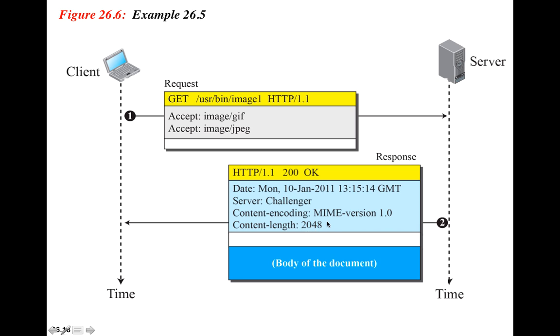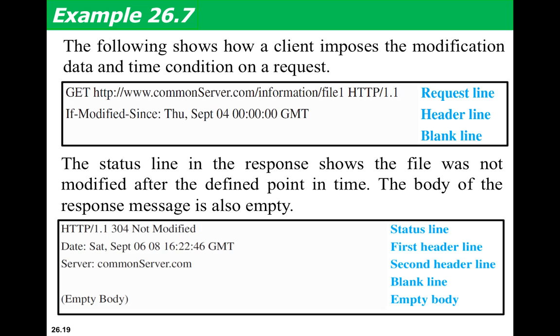And the length of the file that is being sent is 2048 bytes, and this would contain the actual image, the body of the document. So this is an example of how an HTTP request and response works.